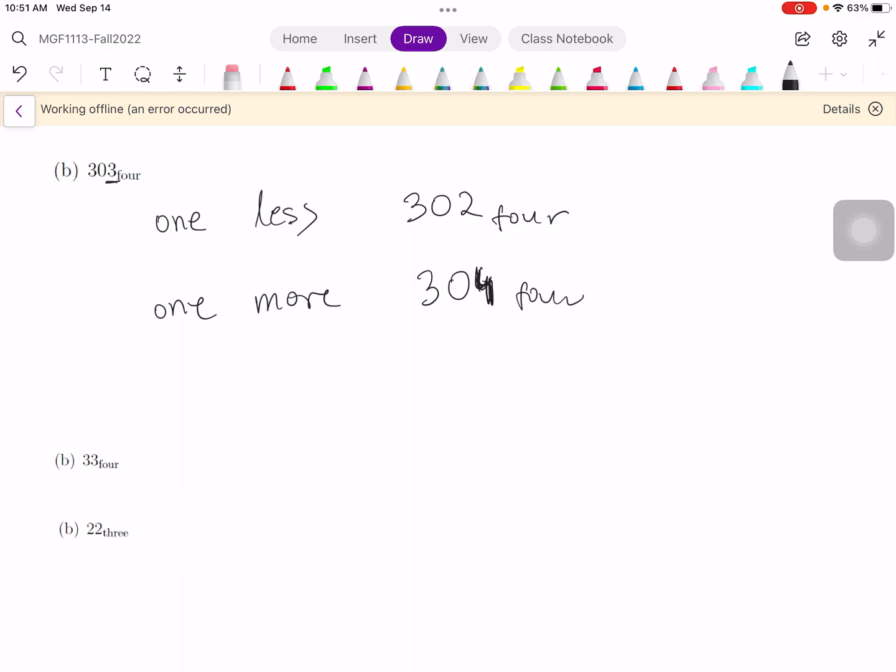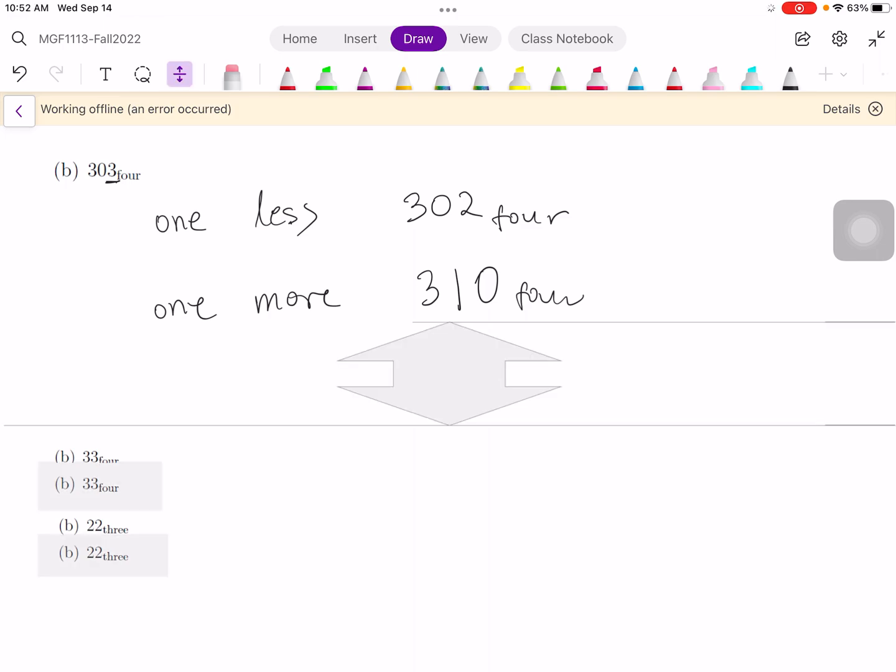Whenever I have 4, that becomes 1 long. So basically what happened here, if I add 1 unit to the original number 303, I will get 4 units, but that then becomes 1 long, whenever I group by 4. So that will be 310 in base 4. If you prefer to draw the picture, draw it.